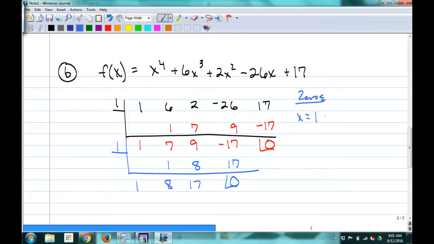So we know our zeros over here: x equals 1 with a multiplicity of 2. That's how I'd note that. x equals 1 with a multiplicity of 2. Now that got us down to a quadratic.